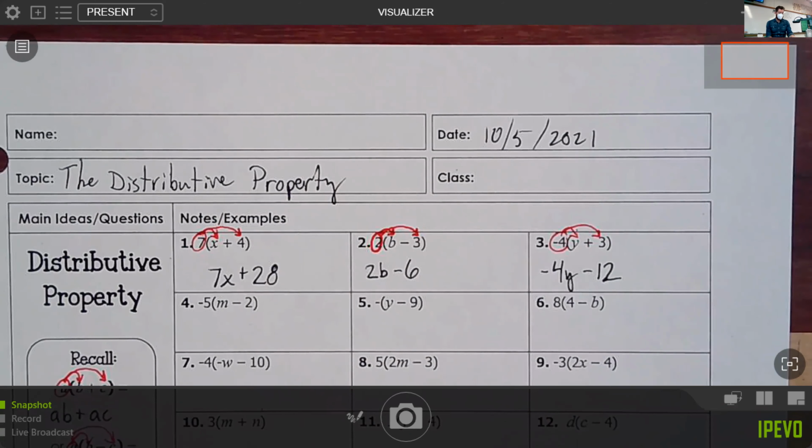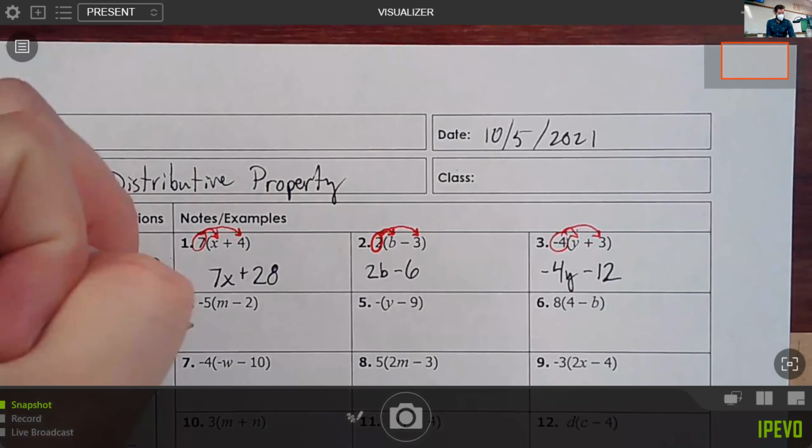All right, we're going to do 3 more, and then I'm going to have you work on the following 9 on your own to see what you can come up with. All right, number 4, we're going to take our negative 5, multiply by the quantity m minus 2. Negative 5 times m is negative 5m. Negative 5 times negative 2 is what? Positive 10. Yes, so it's going to be negative 5m plus 10. That's a negative. That's a negative. Negative times a negative is always a positive.